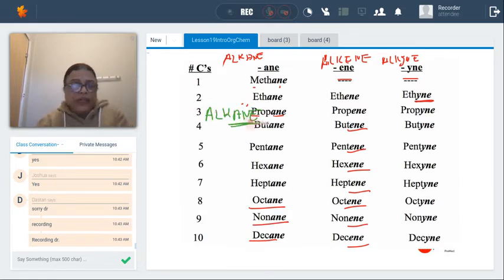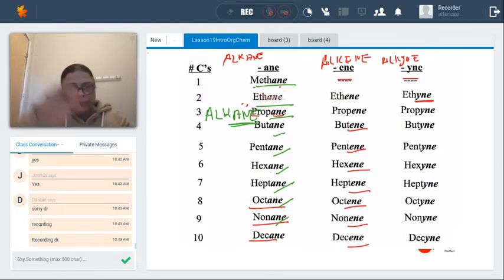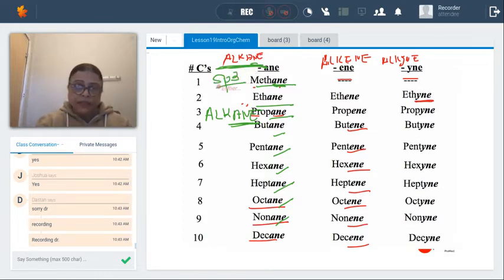So you use the ending -ane and say methane, ethane, propane, butane, pentane, hexane, heptane, nonane, etc. So you count 1, 2, 3, 4, 5 until 10: meth, eth, prop, but, and so on, and then you end up with the ending -ane. When you hear the ending -ane, you know that this molecule belongs to the alkane family: sp3 carbons, no double bond, no triple bond, only single.